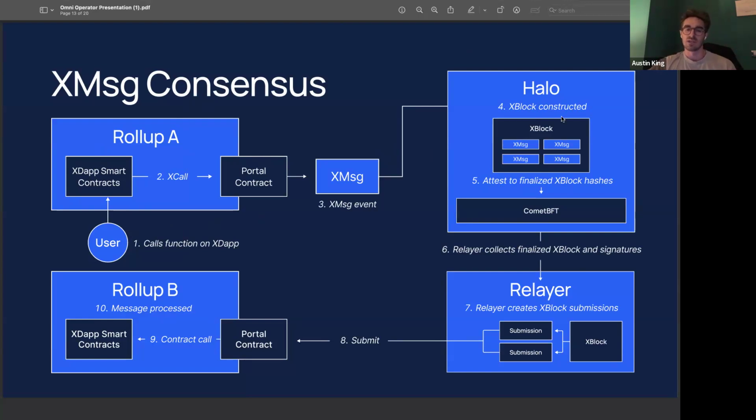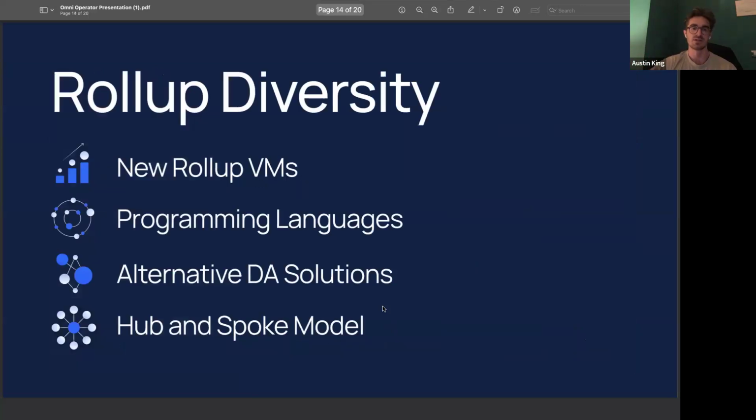What we do is we observe those state updates, we package it up as an XMsg into an XBlock, and run a consensus process around it. That's the 4 billion of restaked ETH, which is attesting to the validity of that. And then it outputs a block, which a relayer, which is a permissionless role, will relay to Rollup B. I'm happy to go deeper into the weeds there, but that's the high level flow.